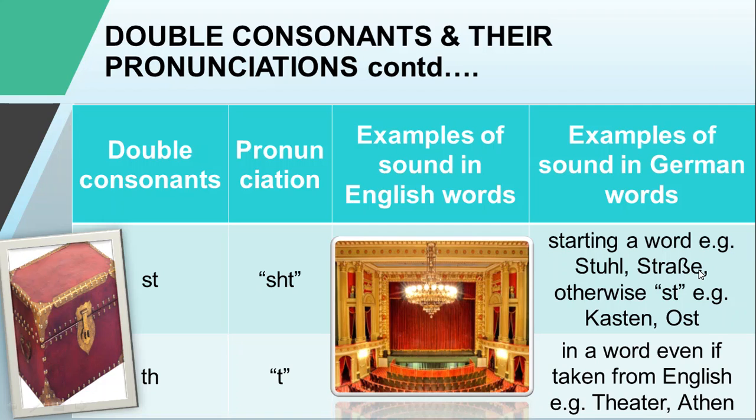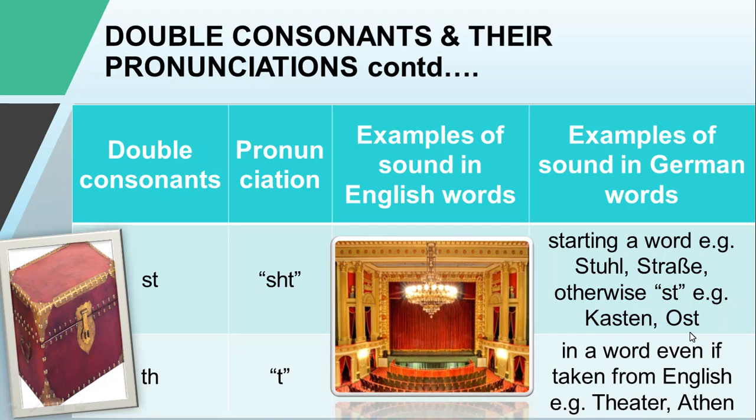However, other than that, when S and T come together inside the German words or at the end of German words, then the st sound is kept. As in the examples Kasten, which is a box, or Ost, which is the direction east.